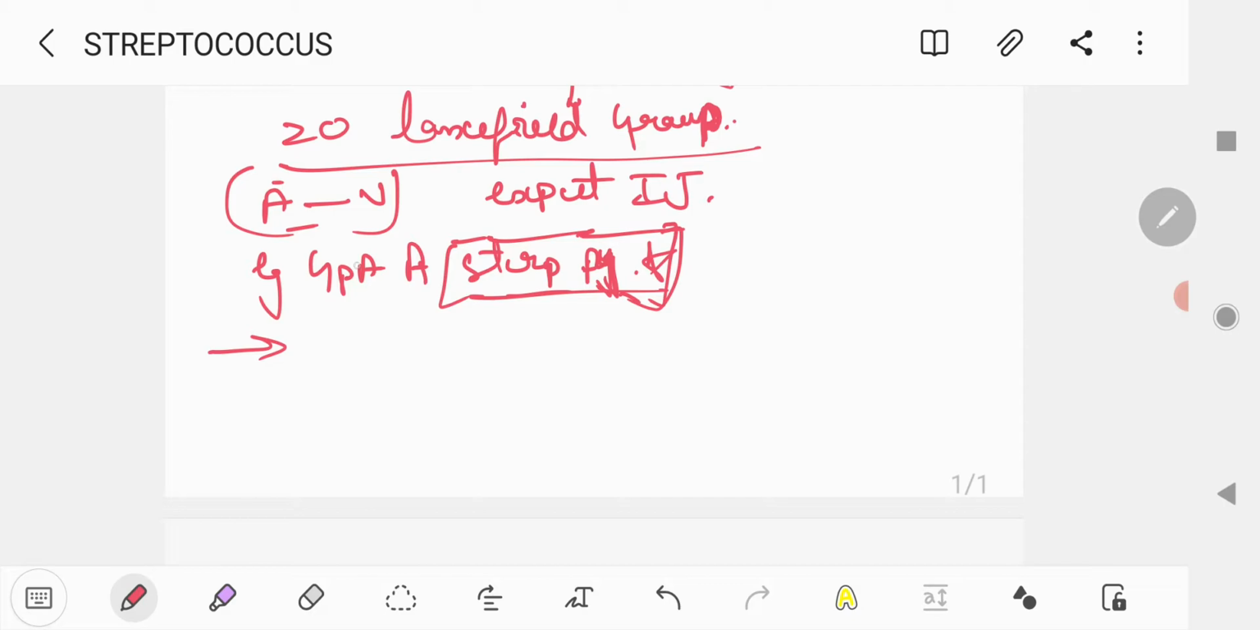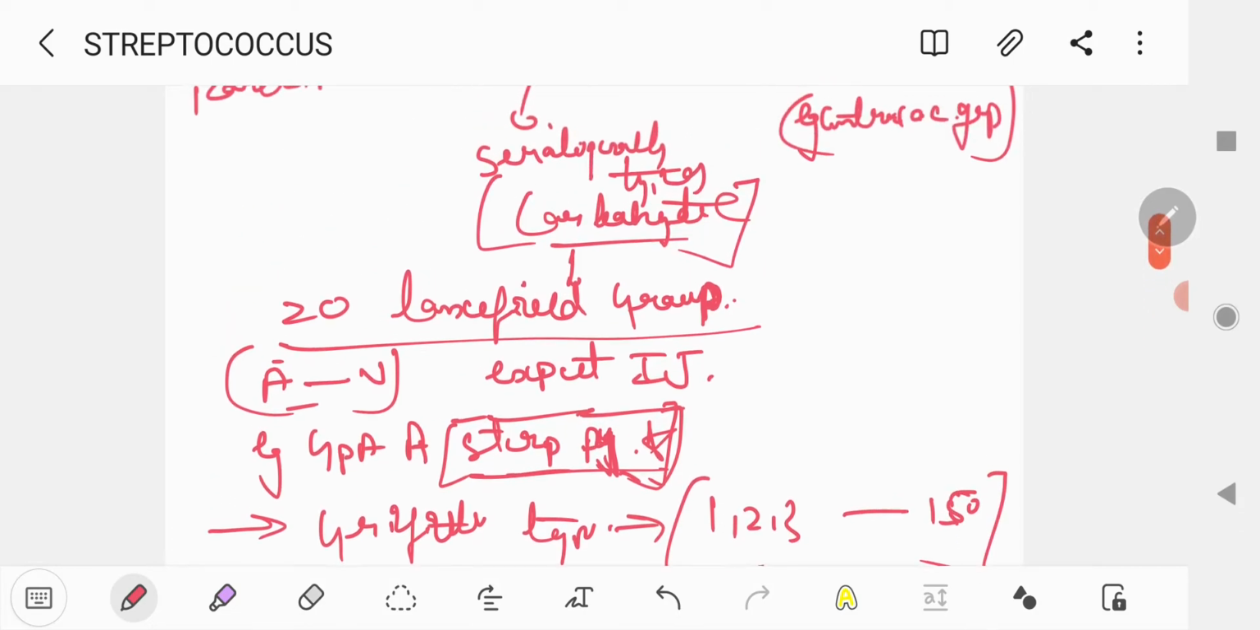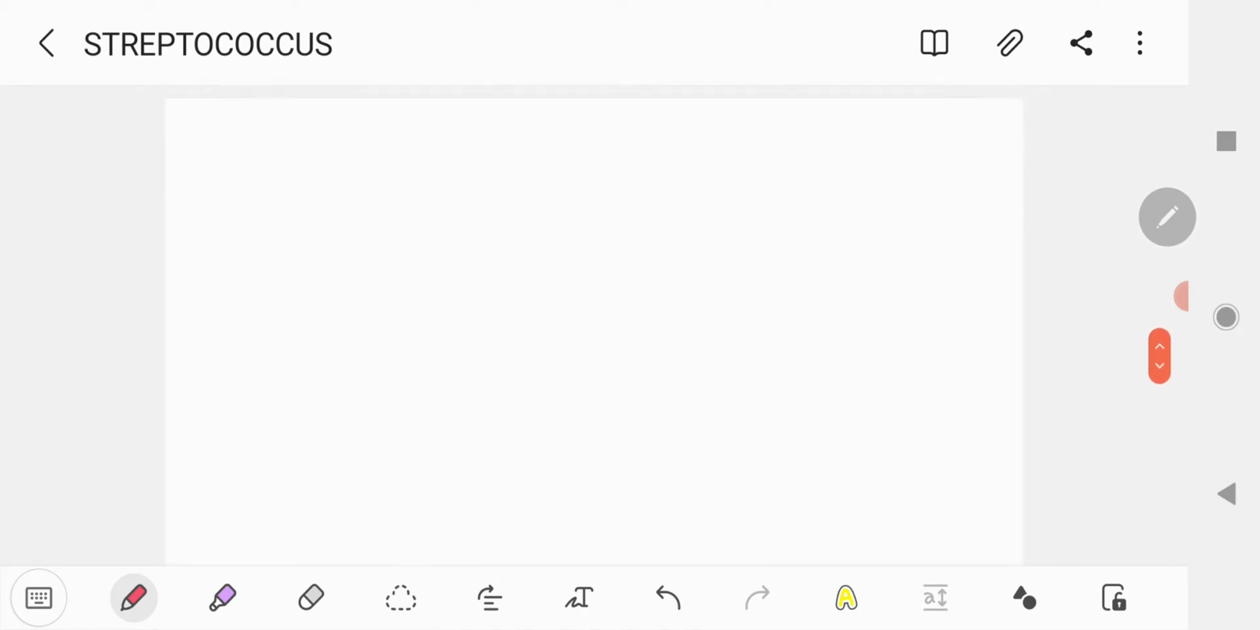Then the second classification is Griffith typing, in which we have types 1, 2, 3 up to 150. So these are the two major types of classification. Next, as I said in the previous video, I will give responses according to introduction, morphology, culture, and biochemical reactions. So the second one we have is morphology.